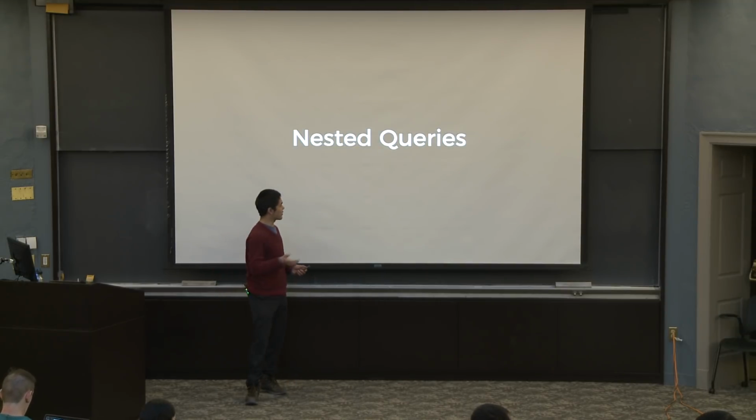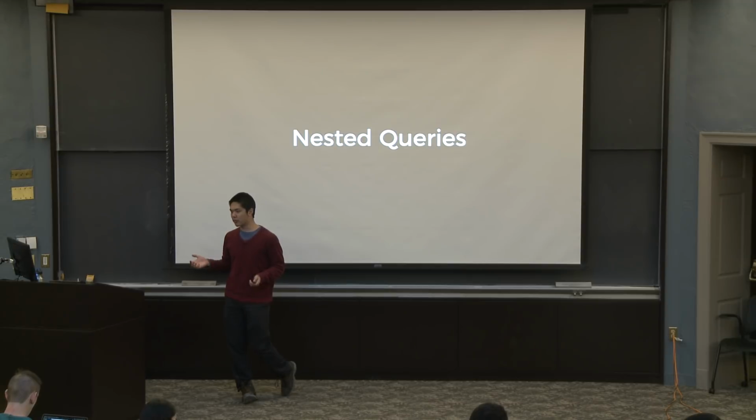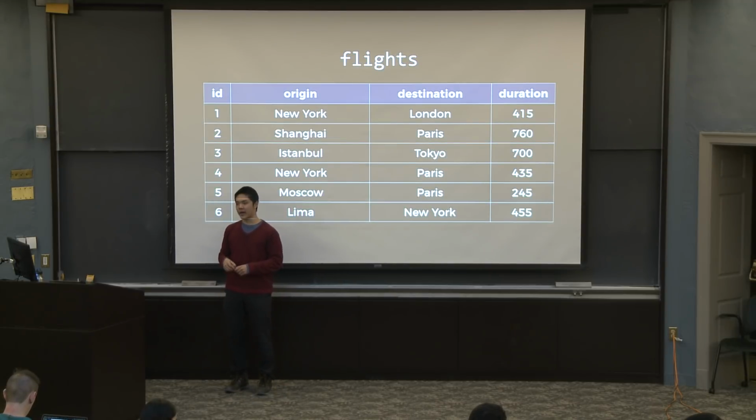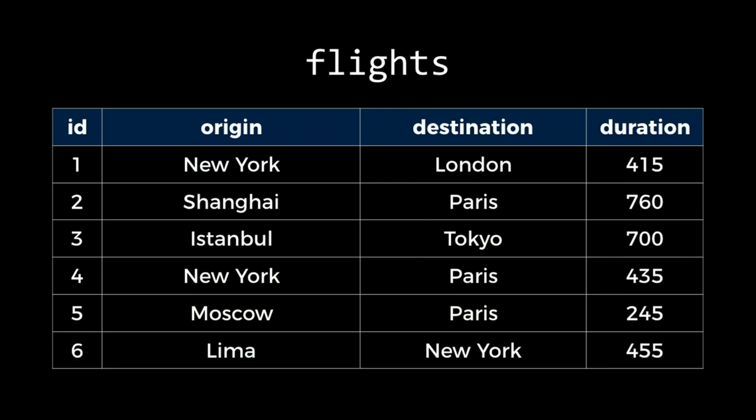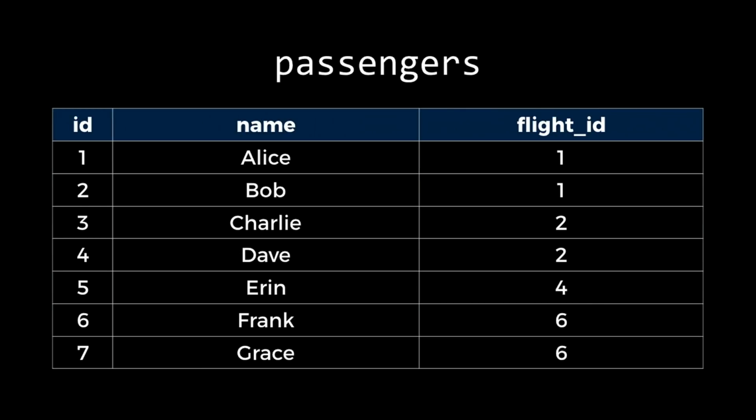One final type of query that I'll show you are nested queries, which might prove useful sometimes. So imagine that, OK, here I have my flights table. It's got origin, it's got destination, it's got a duration. And I have my passengers table that's got an ID, it's got the name of the passenger, and it's got what flight they're on.